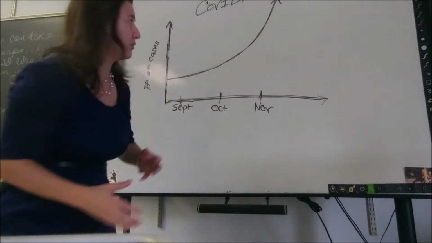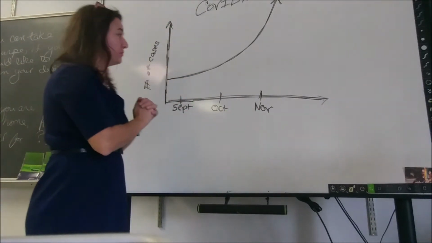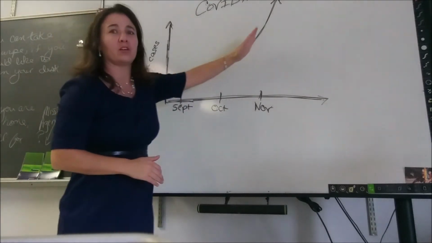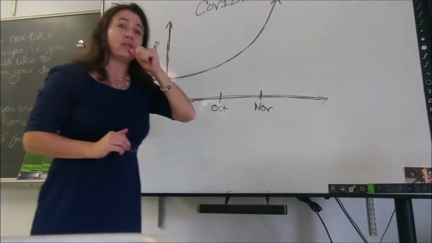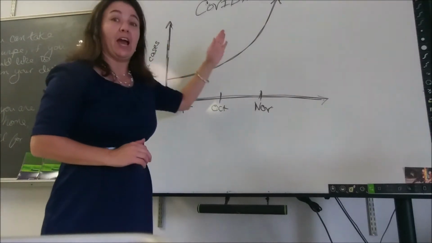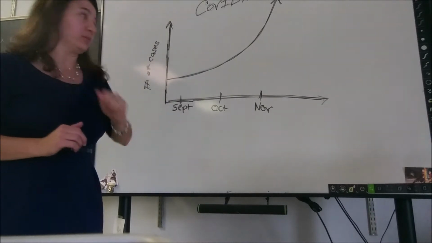I have my chart over here of the number of cases compared to the month. And as you can see, cases are on the rise. When you have a curved graph, things are increasing exponentially, which is the topic of today, exponents.